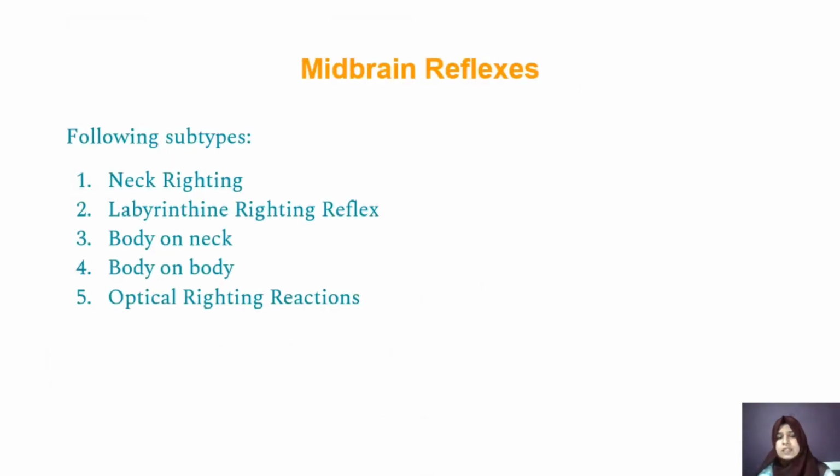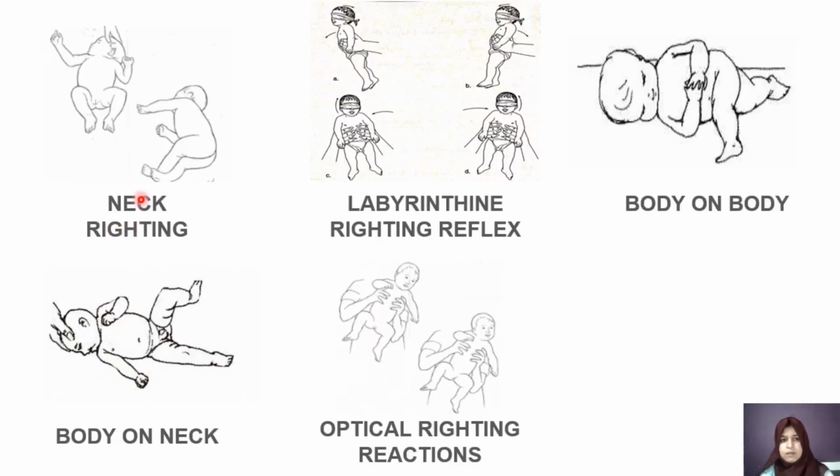Next pediatric reflexes are the midbrain reflexes, which also have some subtypes such as the neck righting reflex, labyrinthine righting reflex, body on neck reflex, body on body reflex, and the optical righting reactions. First one is the neck righting reflex. Onset for neck righting is after birth and the integration is 6 months.